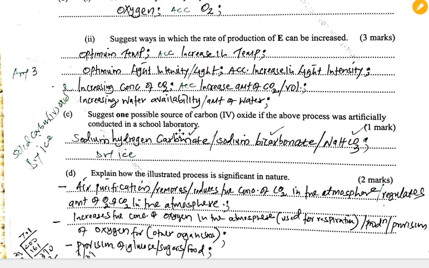part C, suggest one possible source of carbon dioxide if the above process was artificially conducted in a school laboratory. And artificially, we can use sodium hydrogen carbonate, which dissolves to give out carbon dioxide. Apart from that, sodium bicarbonate, or you can use symbols, but it said you should use words, that is sodium hydrogen carbonate.